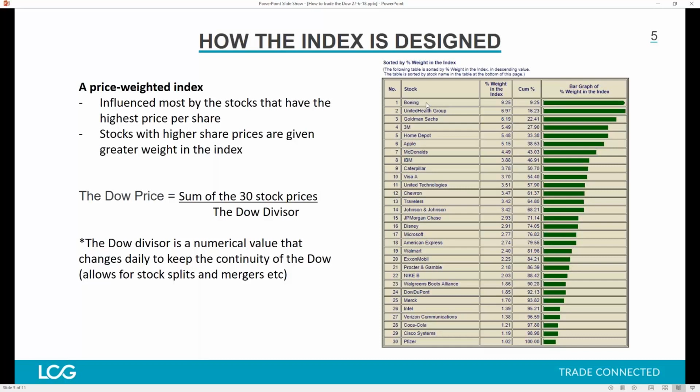Charles making a bit of a joke in the chat room here. CUM percentage is just short for cumulative percentage, just so you know.